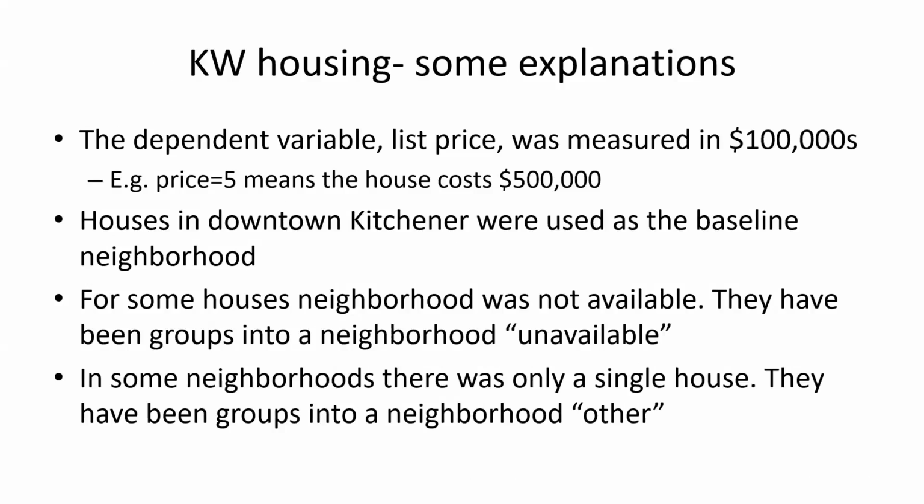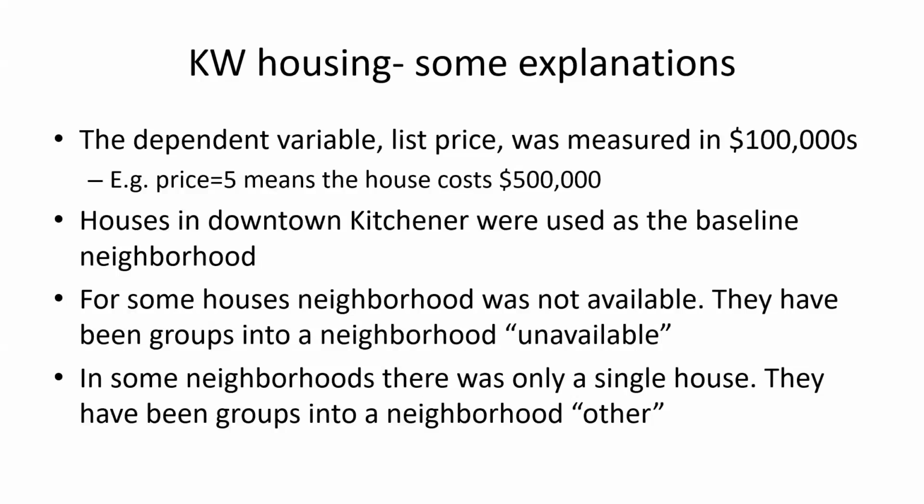The houses in downtown Kitchener, so neighborhood downtown, were used as the baseline neighborhood. And for some houses, neighborhood was not available in the listing that we looked at, and so those have been grouped into a neighborhood called unavailable. And for some neighborhoods there was only a single house, and those have been grouped into a neighborhood called other.